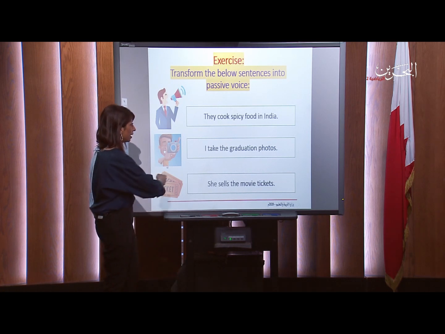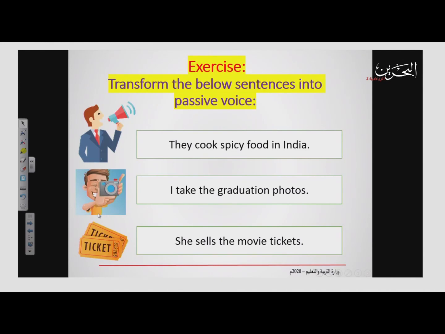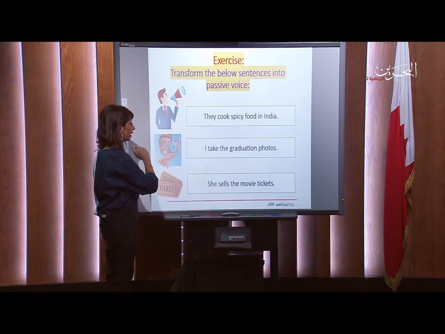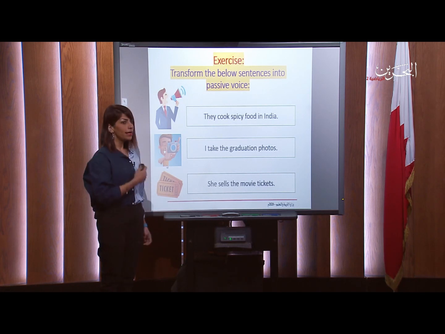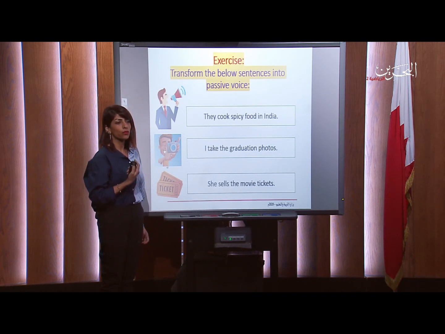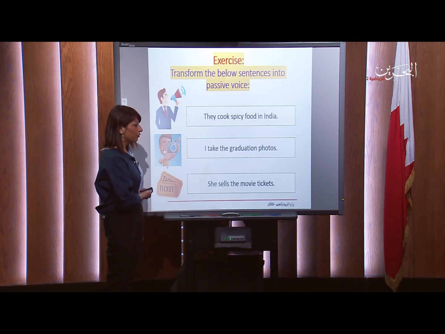What did I do? I brought the object to the beginning, I added is because it's singular, and cook, I made it cooked, the third form of the verb. Let's move to the second one. I take the graduation photos. The graduation photos is the object here. So I bring it to the beginning, and let's be careful. It's graduation photos, which means it's plural. It's more than one. In this case, I have to use are. Graduation photos are taken. Full stop.